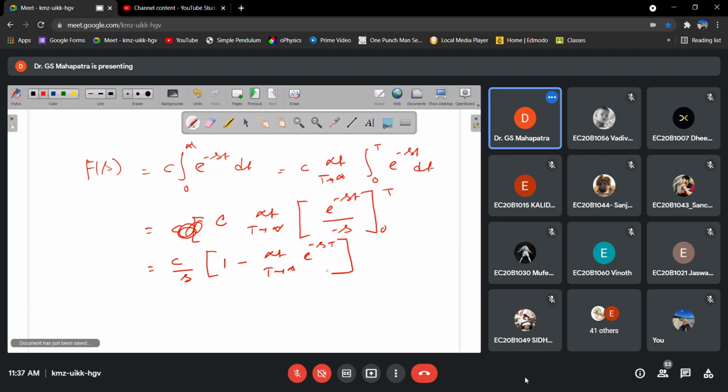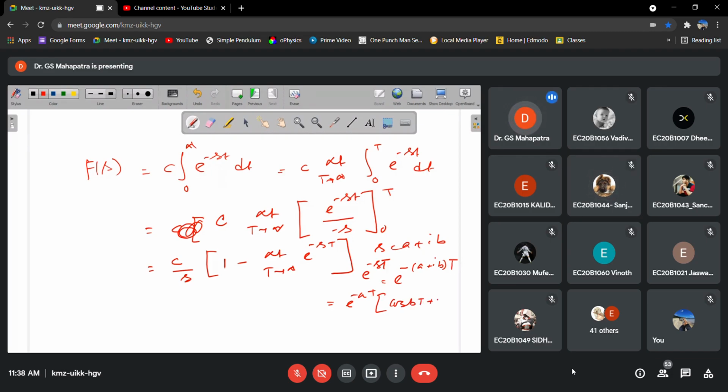Now we know that s equals a plus ib. Correct. So now can you say what is the form of e to the power minus st? That is e to the power minus (a plus ib) into t. Am I correct? Yes, sir. So what is that then? e to the power minus at into e to the power minus i bt, which is cos bt plus i sin bt. This is the form.